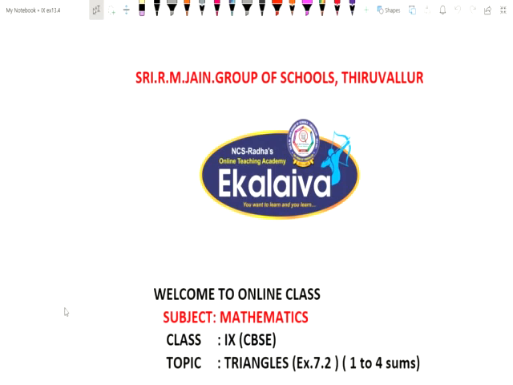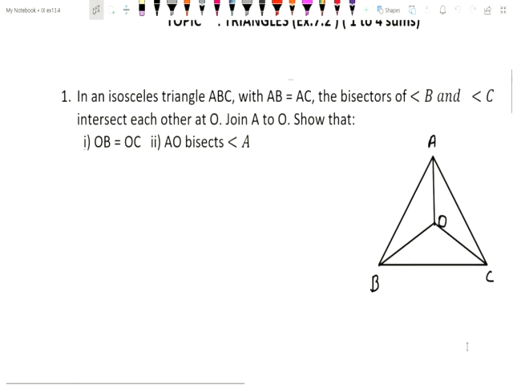Today we are going to see triangles exercise 7.2, sums 1 to 4. See the first question.